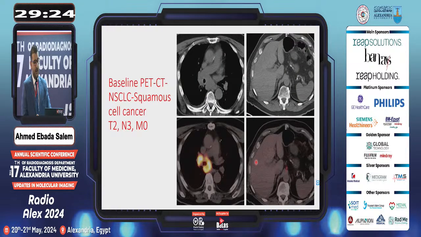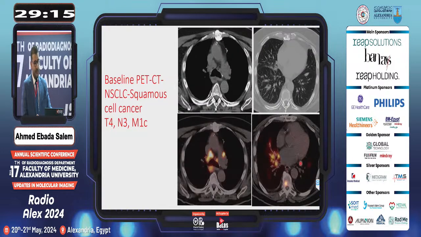This is another patient who had a squamous cell carcinoma. He had a T2 disease as well as N3, so he had distant nodal metastasis. This is another patient who had a squamous cell carcinoma. So he had a T4 because he had a lymphangitis carcinomatosis within the ipsilateral lung.